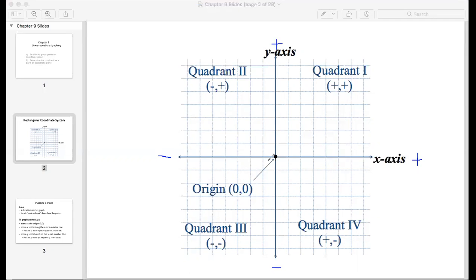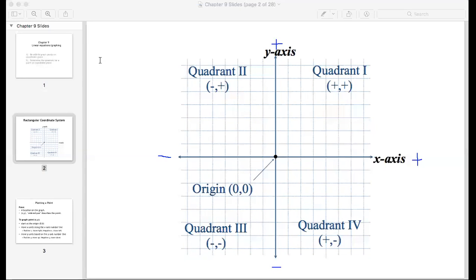Your origin is your center. So that means that it's at 0, 0, when x is equal to 0 and y is equal to 0. So in quadrant 1, your x's are going to be positive, your y's are positive. In quadrant 2, your x is negative and your y is positive. Quadrant 3, x is negative, y is negative. And in quadrant 4, your x is positive and your y is negative.